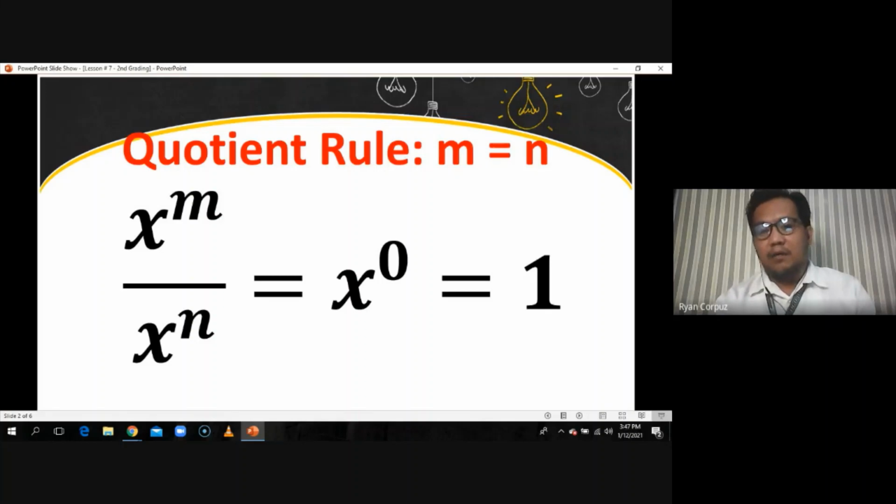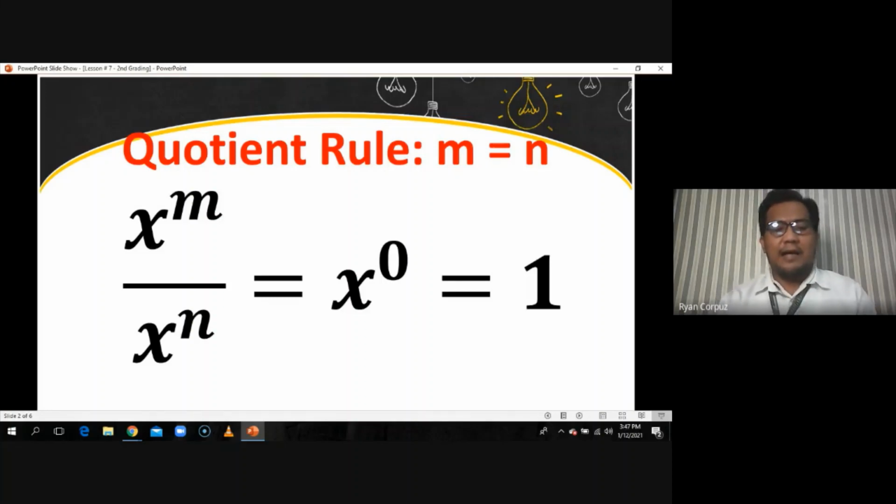So kailan nagiging 1 lang? If that expression or that term was raised to 0, that will be equal to 1. So whenever you encounter an expression that was raised to 0, that is equivalent to 1.